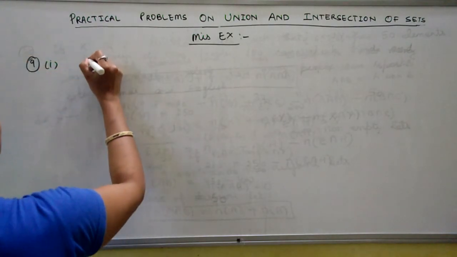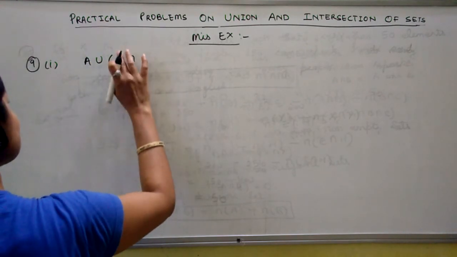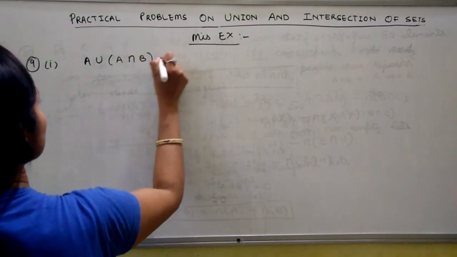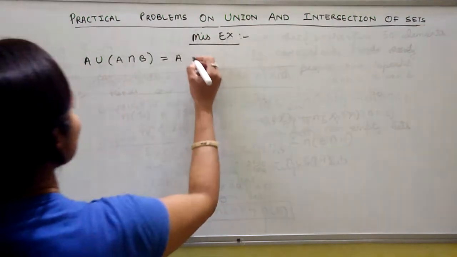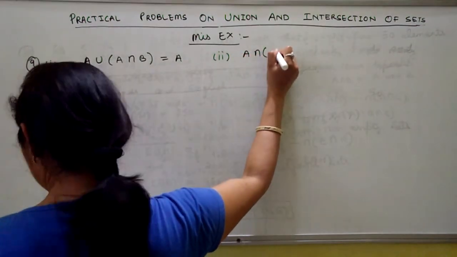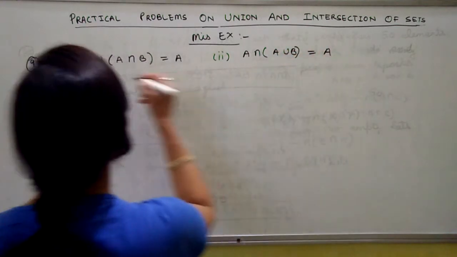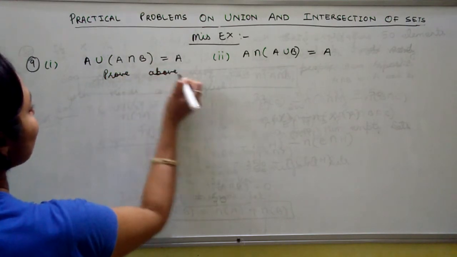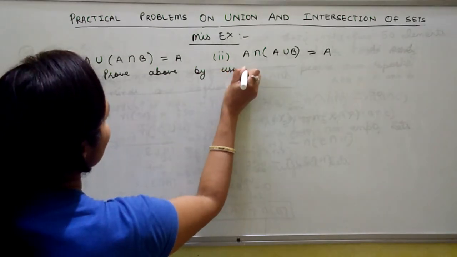The first part is: A union (A intersection B) is equal to A. You have to prove it by using properties. The second part is given: A intersection (A union B) is A. Prove both by using properties.